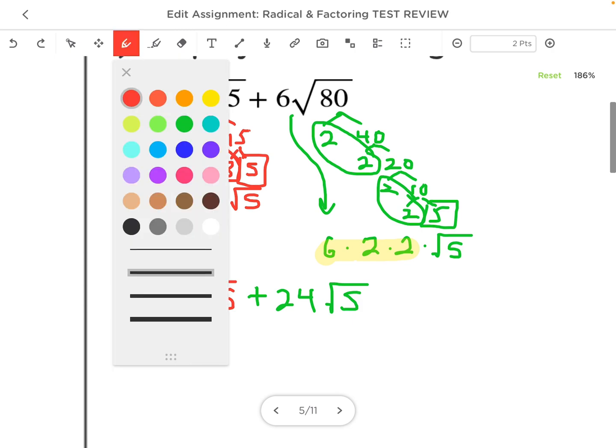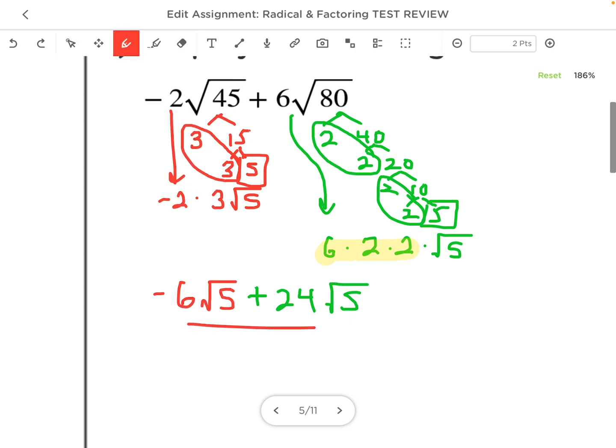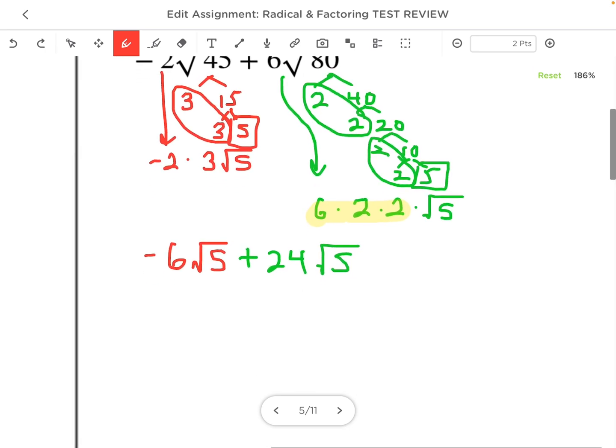And now you can see that they both have square root of 5, so I can combine them by just adding those coefficients. Negative 6 plus 24 is 18, square root of 5. And you do not add the 5s and make that square root of 10 or anything. It's just 18 square root of 5.